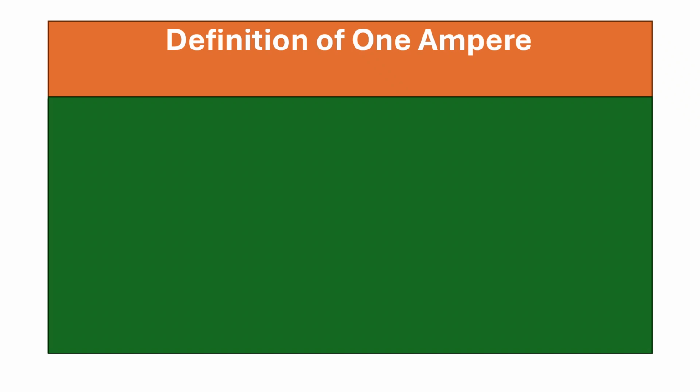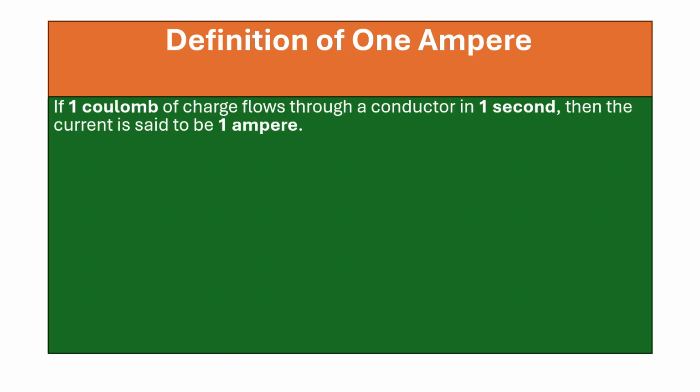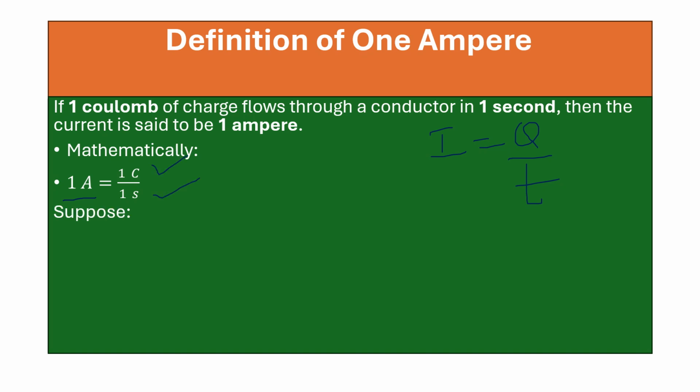Now let's understand ampere. What is ampere? If 1 coulomb of charge flows through a conductor in 1 second, then the current is said to be 1 ampere. So it is the unit of current. Mathematically, as we know the formula, I is equal to Q upon t, which we have done in the previous slide. The unit for current is ampere, the unit for charge is coulomb, and the unit for time is second.